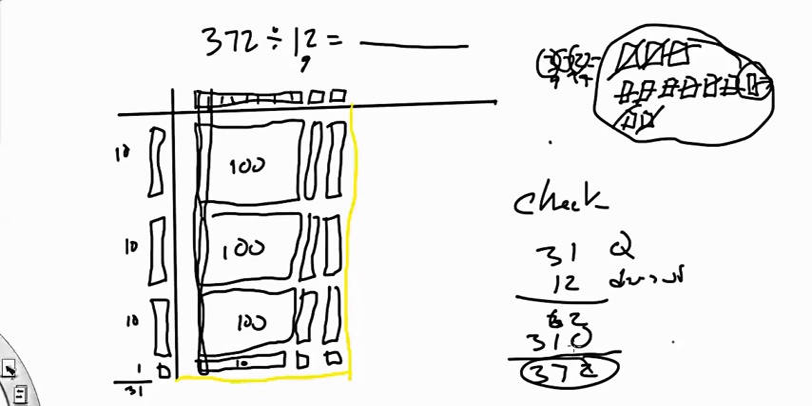So, as you can see, we can use an array, which would be a lot easier than making 372 little x's. Okay? So that's how you use an array with base 10 blocks to do division of large numbers.